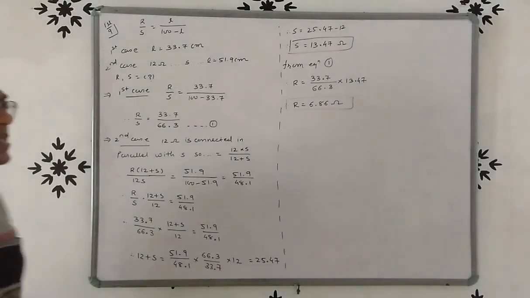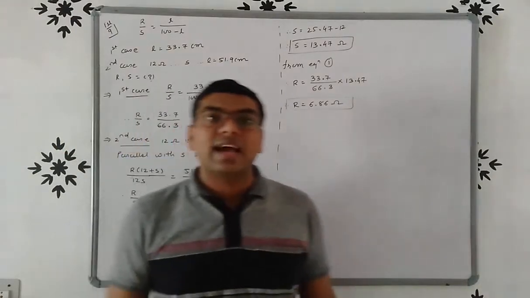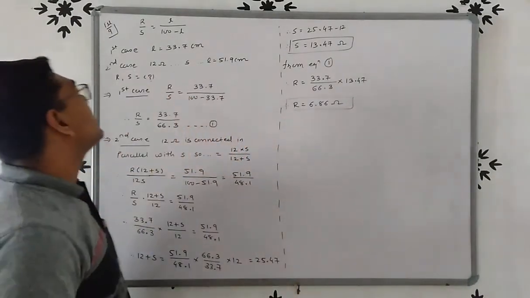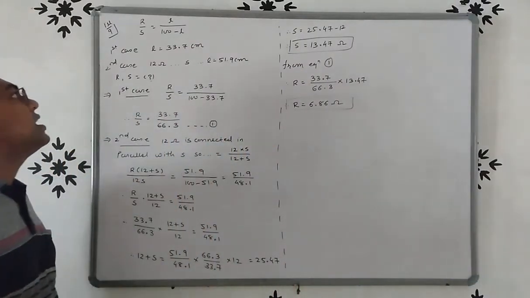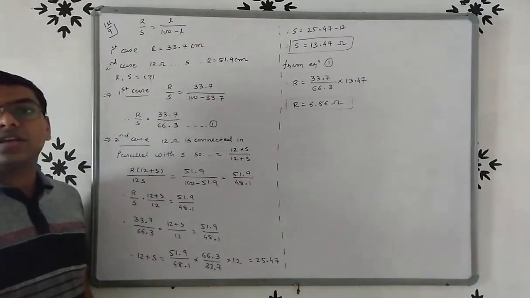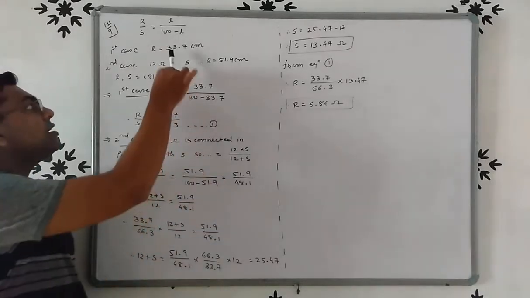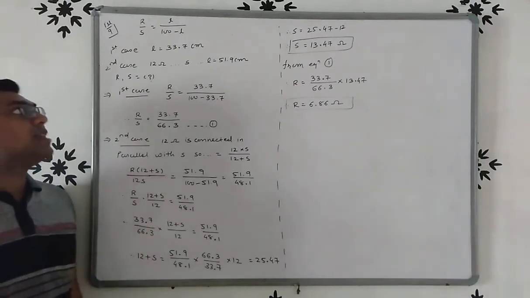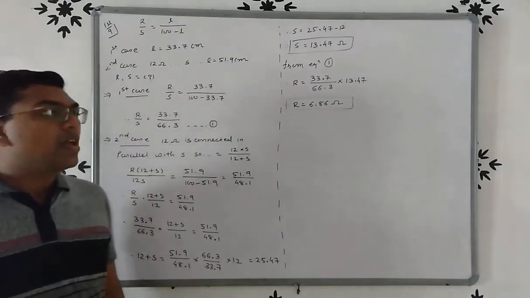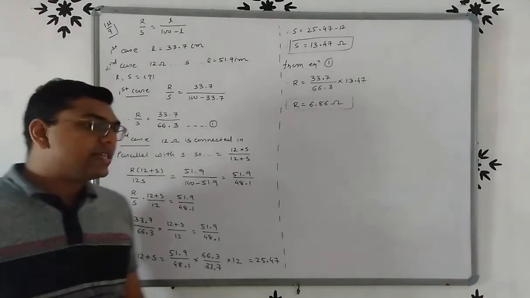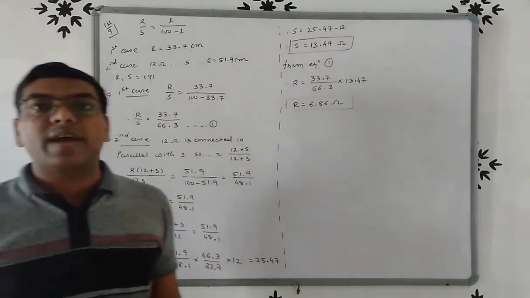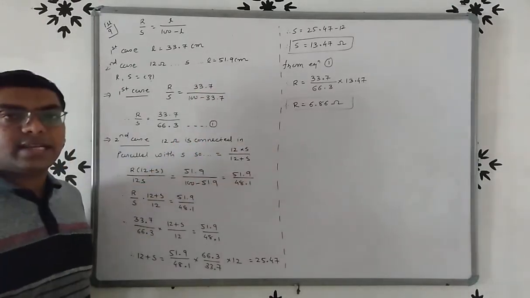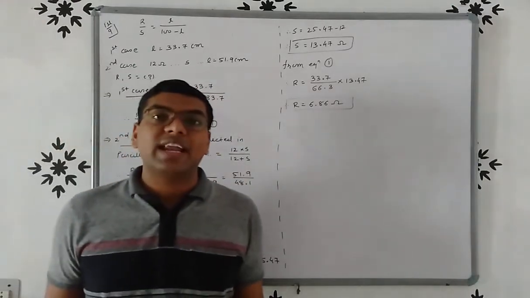Again, friends, we already discussed meter bridge in the last lecture. We know the formula of meter bridge: R by S is equal to L upon 100 minus L. Here in the first case, the null point is obtained at 33.7 centimeter, so L will be 33.7 centimeter. Now in the second case, we connect a 12 ohm resistor in parallel with S. Then the null point is obtained at 51.9 centimeter. Then we have to find out the value of R and S.